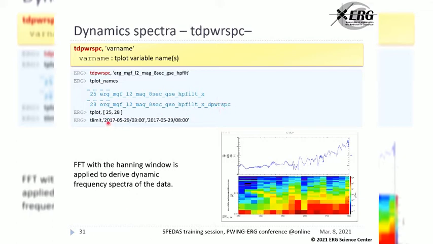And after typing tplot, we can see that in this plot, the top panel is the original waveform data, and the bottom panel indicates the frequency and time diagram, and color indicates the Fourier power spectrum. This command, the FFT with the Hanning window, is applied to derive the dynamic frequency spectrum of the data.